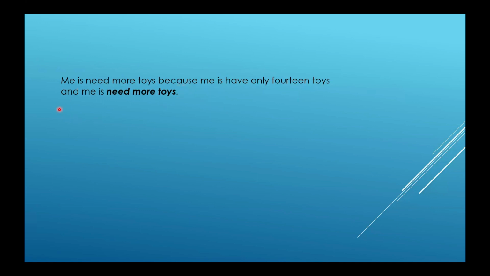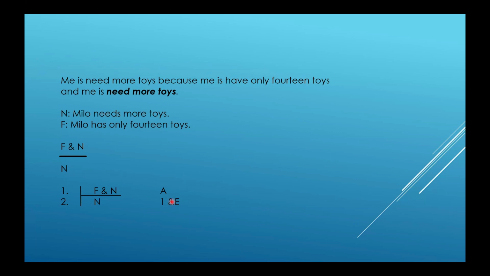Okay, so this argument you can actually reconstruct a couple of different ways, but here is one way of symbolizing it. You have FNN: Milo has only 14 toys. 14, incidentally, was the biggest number that he knew at the time. So he has only 14 toys and he needs more toys. Therefore, he needs more toys. And then the derivation goes as follows. You have FNN as your assumption, and then you have N by conjunction elimination.